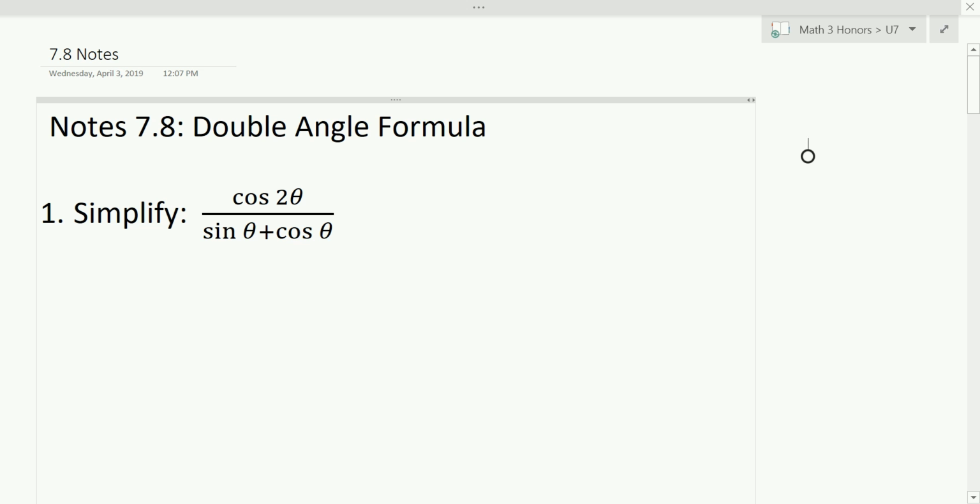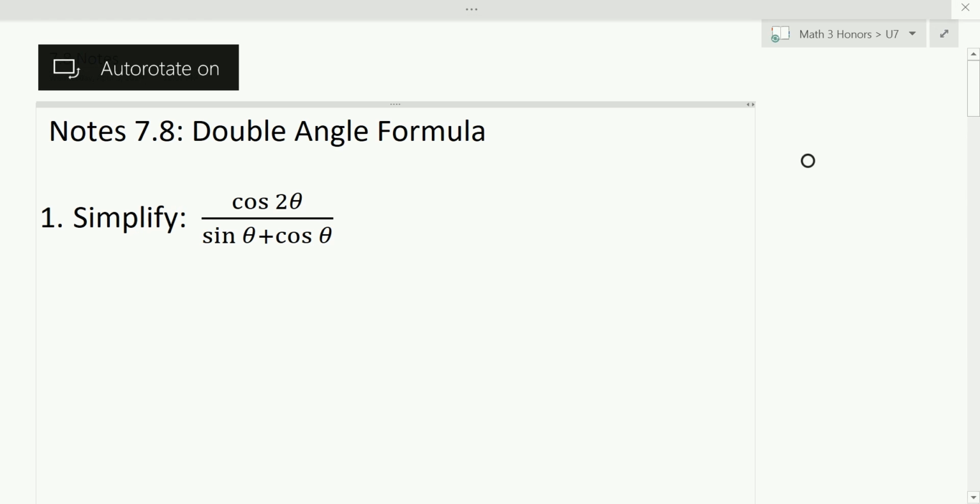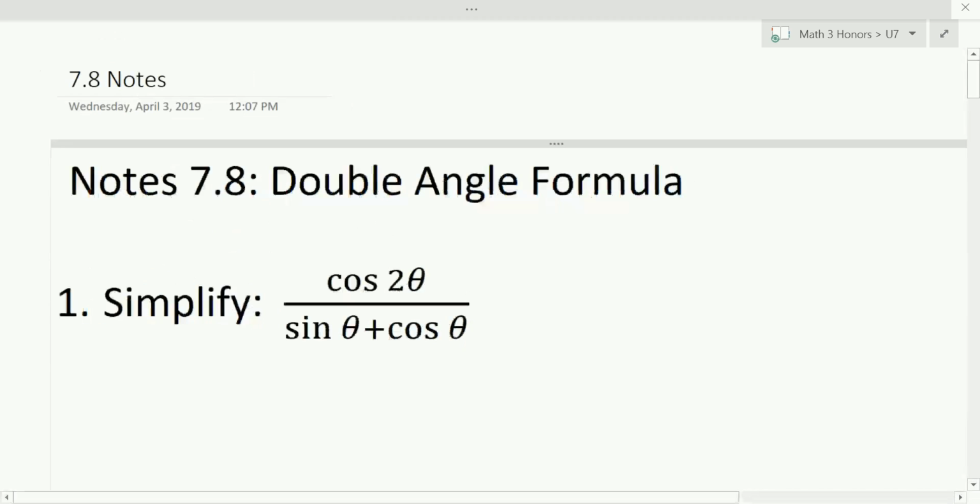So when we simplify or prove, you have to make sure everything's in terms of the same angle. And so on this particular problem, we have two different angles at play. We got theta, and we have 2 theta. So that's the first thing you gotta look for.